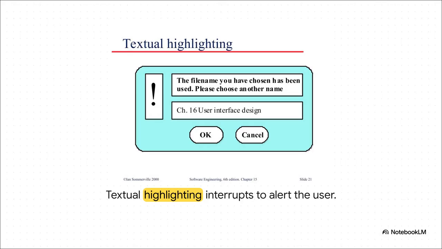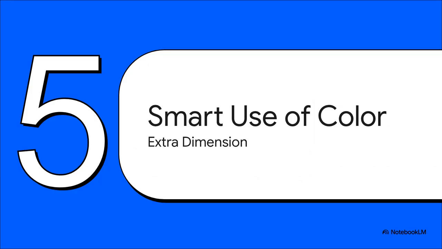But sometimes presenting information effectively is a whole lot simpler. Consider a classic warning dialogue. This is textual highlighting in action. When an exceptional event happens, like a user trying to save a file with a name that already exists, the system needs to interrupt and alert them right away. A simple, bold box with a crystal clear message grounds the user in reality and prevents a potential error from ruining their day.